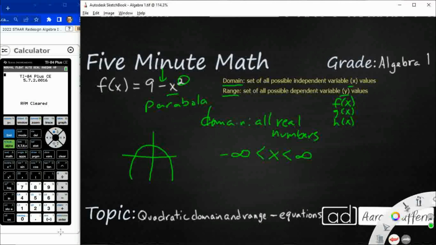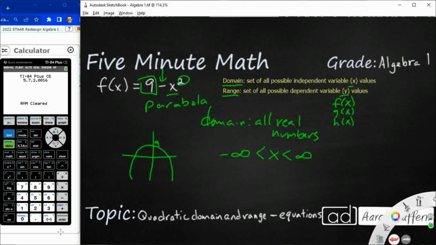And we know that we have a y-intercept there of 9. So I know it's going to look something like this. It's going to be a downward facing parabola with a y-intercept of 9, and that negative is what's going to cause it to look down.